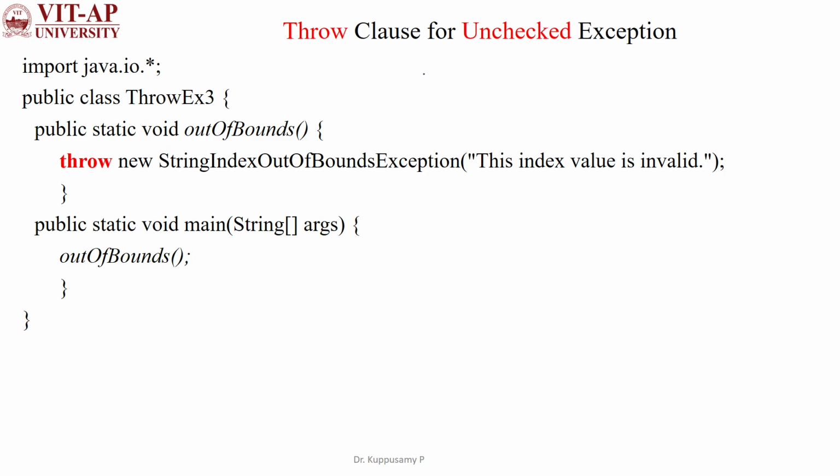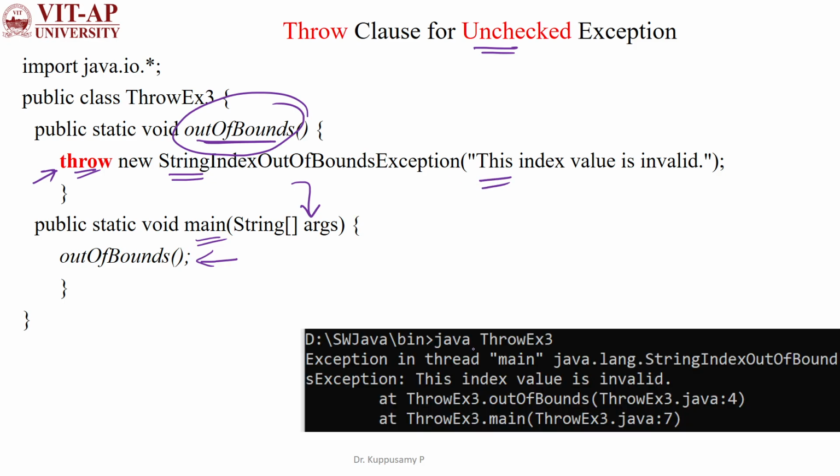And here we are going to use an unchecked exception. The unchecked exception is StringIndexOutOfBoundsException. Here I am using the method outOfBounds. Inside that I am just throwing the exception, and this outOfBounds is invoked inside the main method. When you use this kind of thing, here you see we did not have any string, so it will generate the StringIndexOutOfBoundsException. You see, java.lang.StringIndexOutOfBoundsException, this index value is invalid, there is no string, that's why it is showing the index value is invalid.